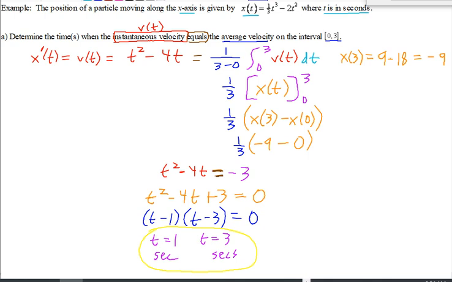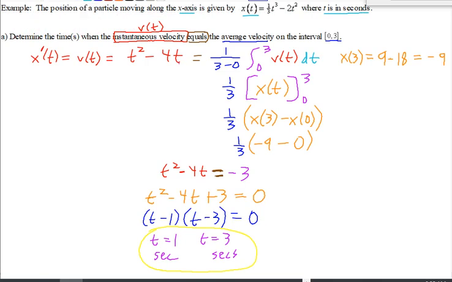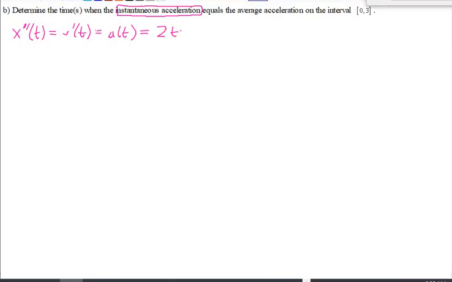All right, then part B on this one, similar question, except now it says when does the instantaneous acceleration, that's just another name for the second derivative of position, x double prime of t, or the first derivative of velocity, v prime of t, or we could just call it a of t. So we already found velocity was t squared minus 4t, so if we take the derivative of that, which is the second derivative of position, you get 2t minus 4. That's our instantaneous acceleration function.